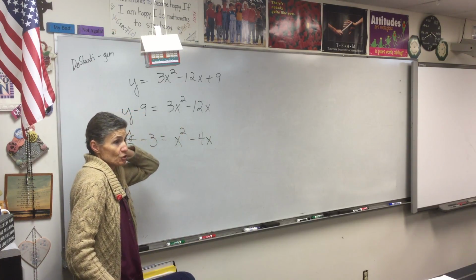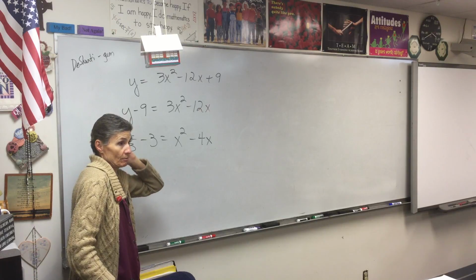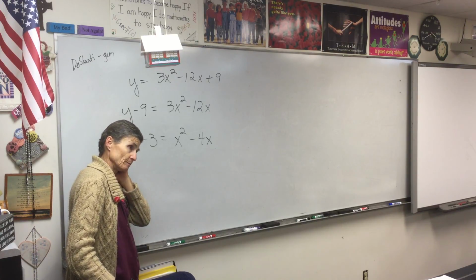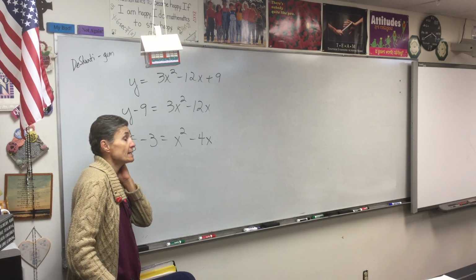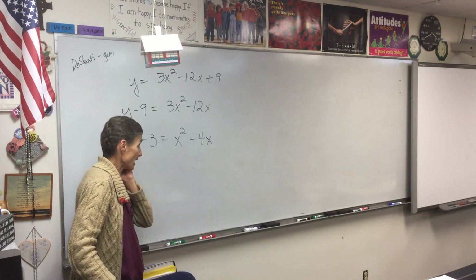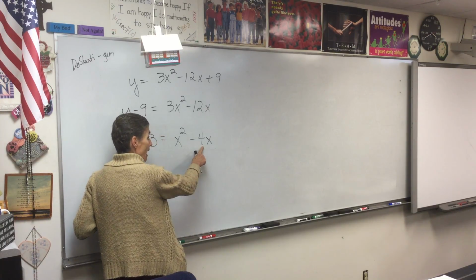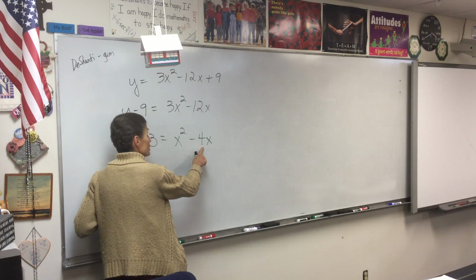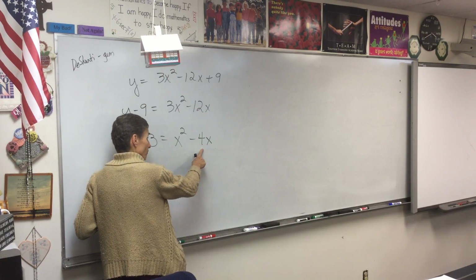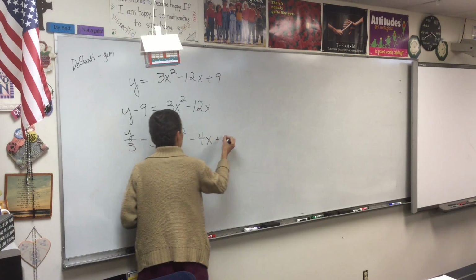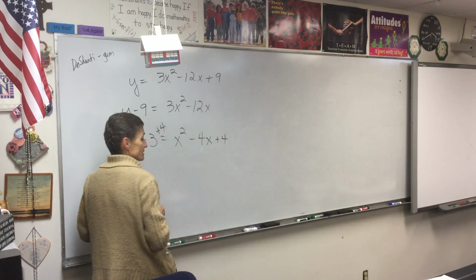In 2 days, you have to do this by yourself, so pay attention. What do I do now? I figure out what I need to add to both sides. And what I need to add is half of this number squared. So half of 4 is 2, squared is 4. So I'm going to add 4 to both sides.